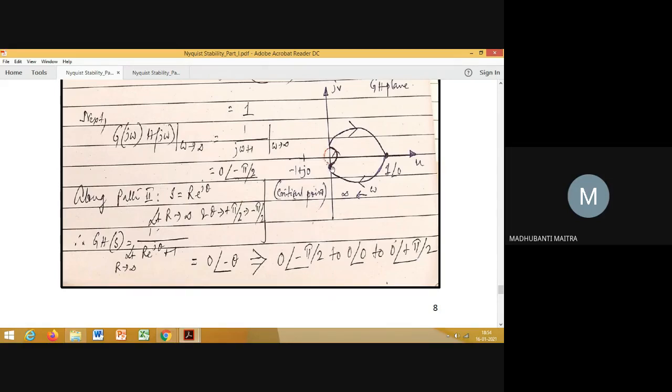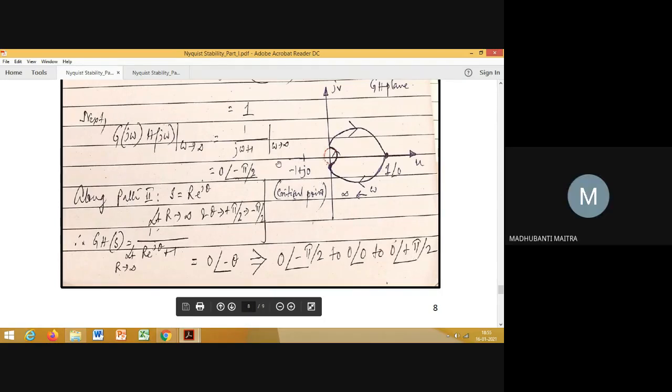Clear? So the mapped version of the infinite radius semicircular arc is basically a point on the GH plane, which is the origin, right? But if you blow up the origin, then we can see the locus of this path, and it's moving from 0 angle minus pi by 2 to 0 angle 0 to 0 angle plus pi by 2. Okay, have you understood this? Yes, ma'am.